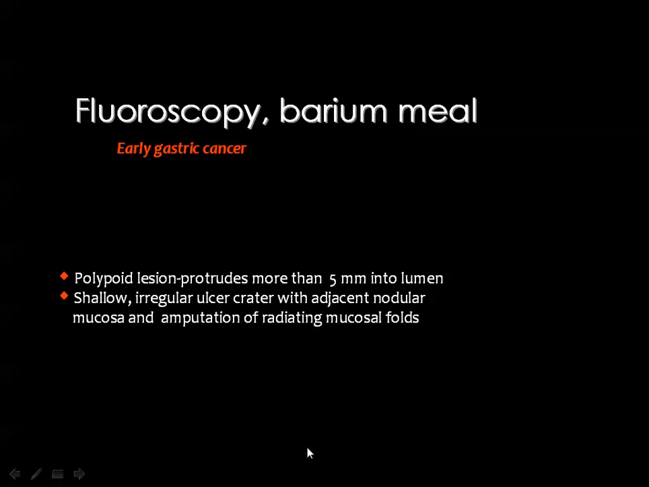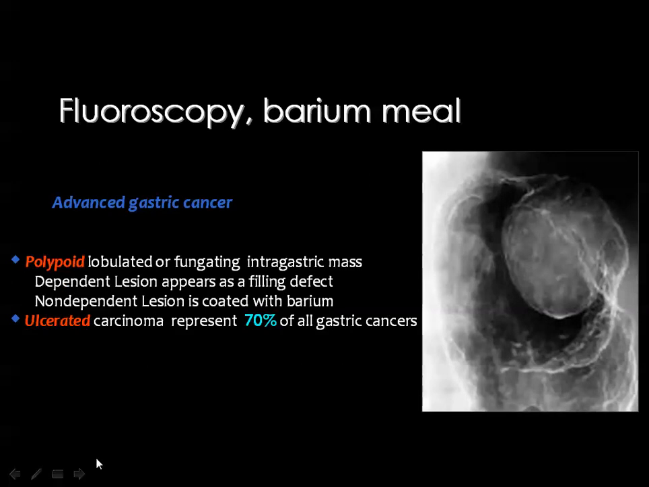Then the appearance of early gastric cancer may be in the form of a small ulcer with the mucosal folds not reaching the edge of the ulcer, as I have mentioned, or you see a small bulboid lesion, which is most commonly sessile and associated with localized mucosal thickening. But this is an appearance of an advanced gastric cancer with a large mass coated with barium in the gastric fundus, as you can see here.